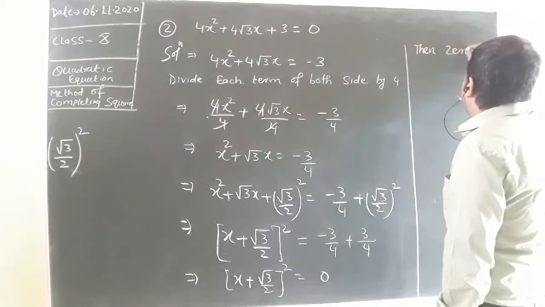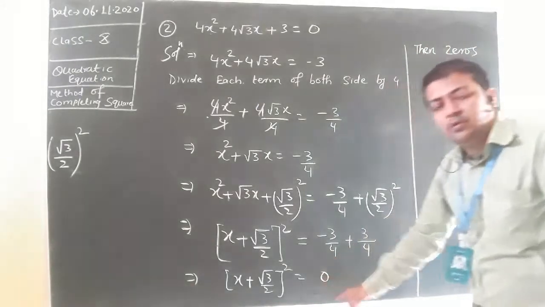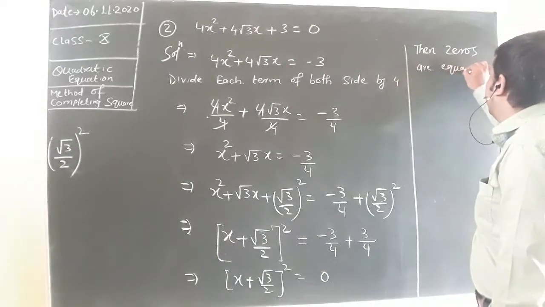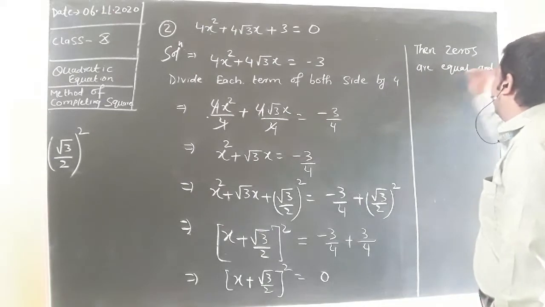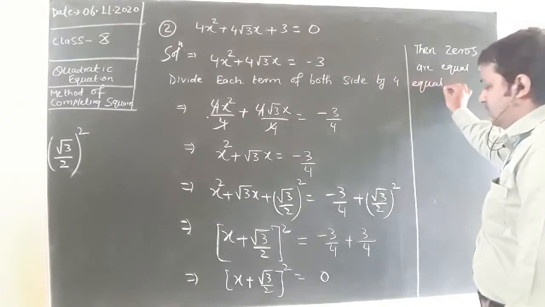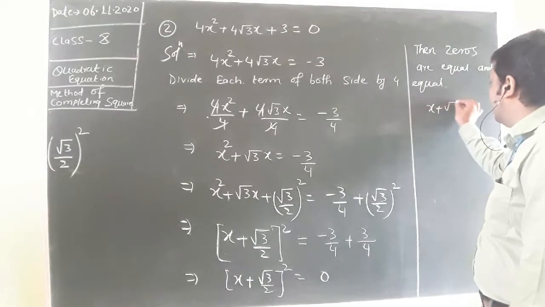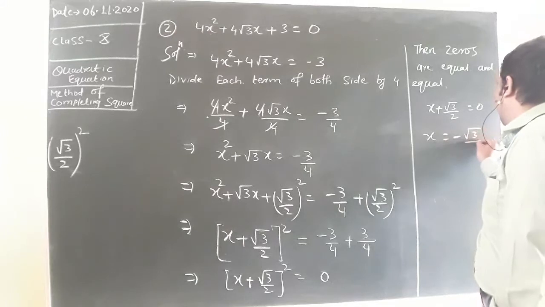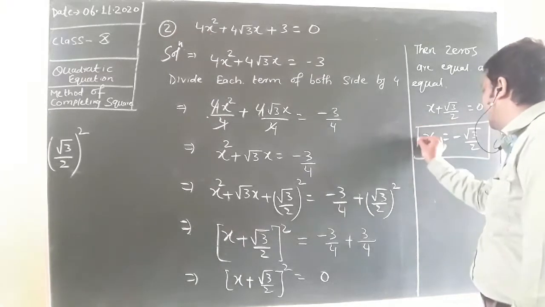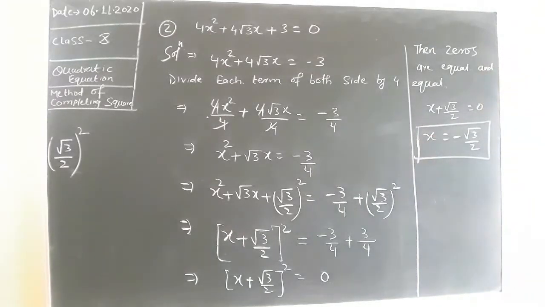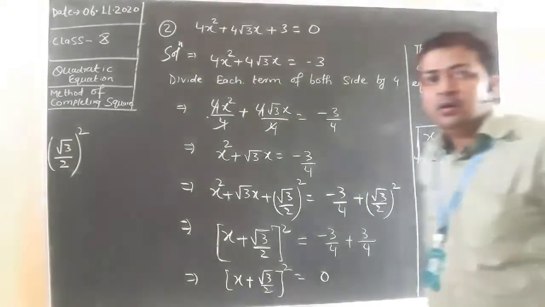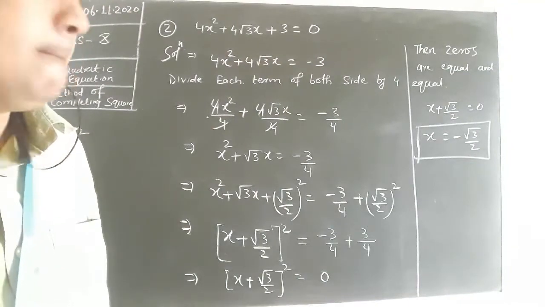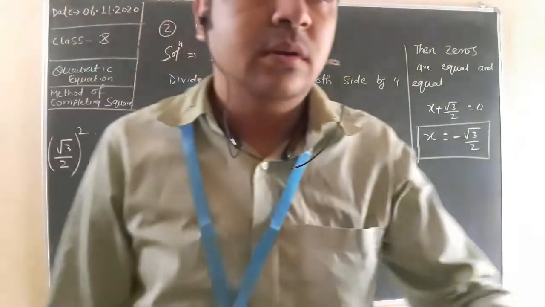If this is equal to 0, then the zeros are equal. Then compare: x plus root 3 by 2 is equal to 0. What will be the value of x? This will be the final result: x is equal to minus root 3 by 2. This is the solution of this equation by the method of completing the square.